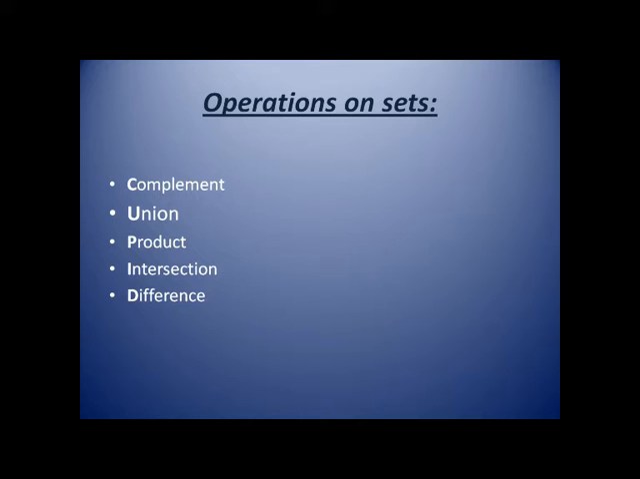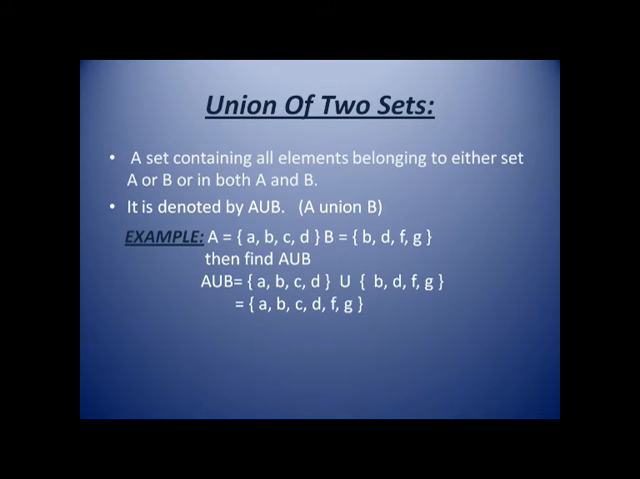What is union? The union of two sets is a set containing all elements belonging to either set A or B or to both A and B. It is denoted by A ∪ B. ∪ is the sign of union. In union, we simply combine both sets together. Write in sequence without repeating common elements.